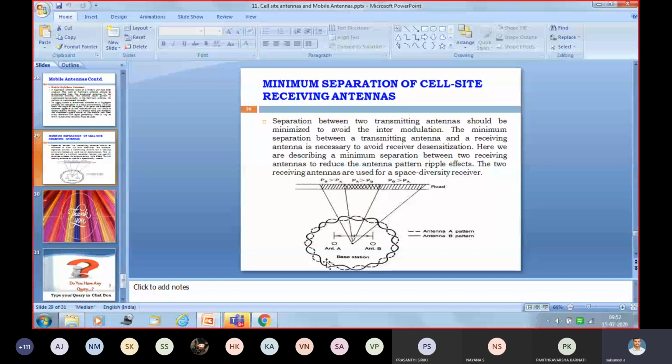And sometimes we get interference. From the first point to the last point there is no problem, but here we get two signals, PA and PB, and sometimes we get interference. For this purpose, we have to maintain some distance between the two antennas fixed at the top of the cell phone tower, not immediately side by side. The separation distance is D. This is the concept of cell site antennas and mobile antennas.